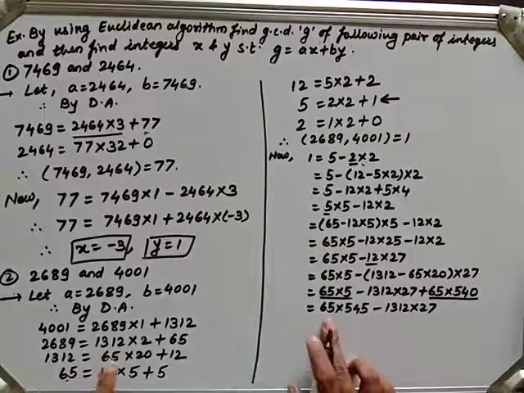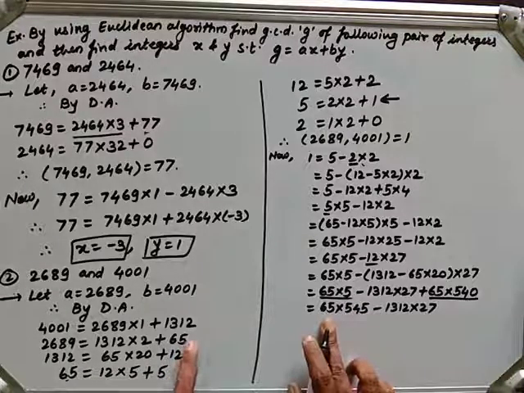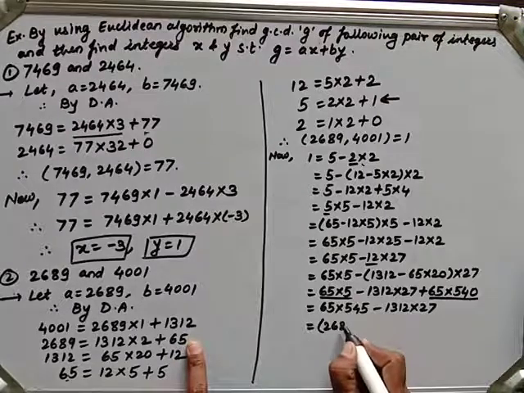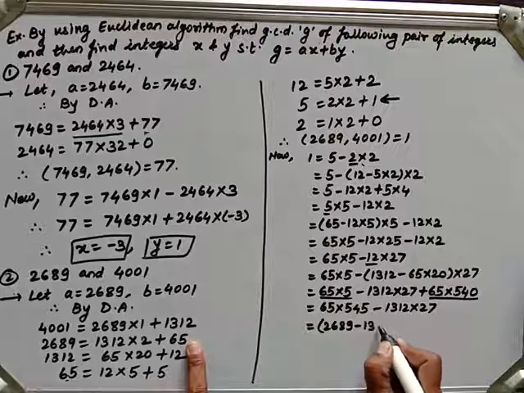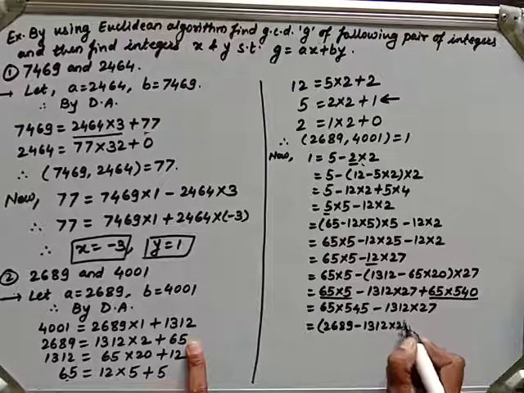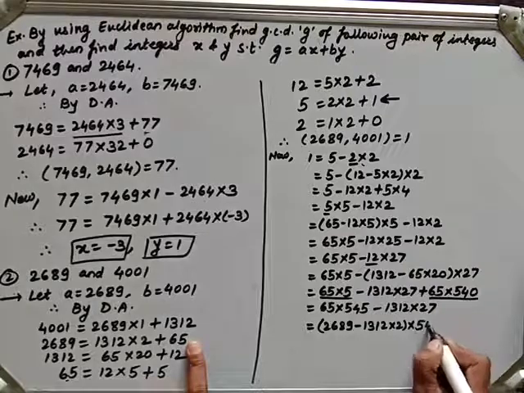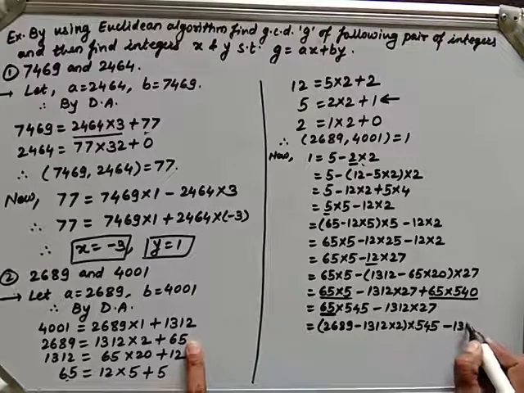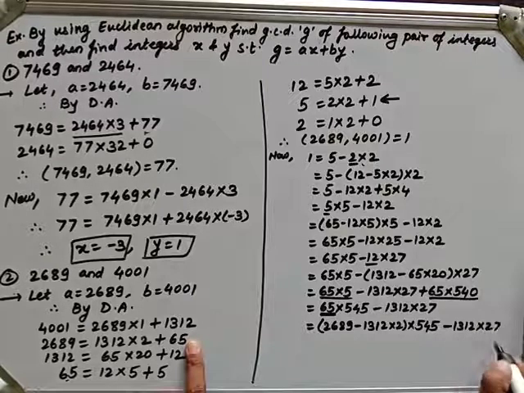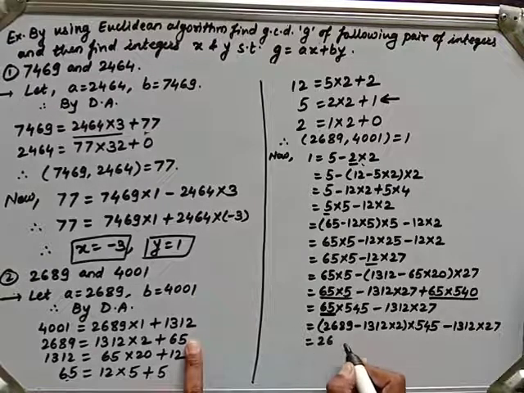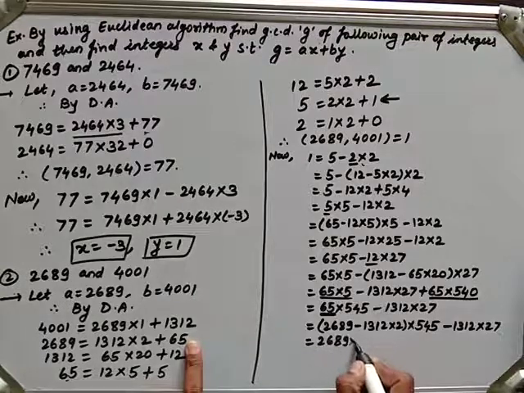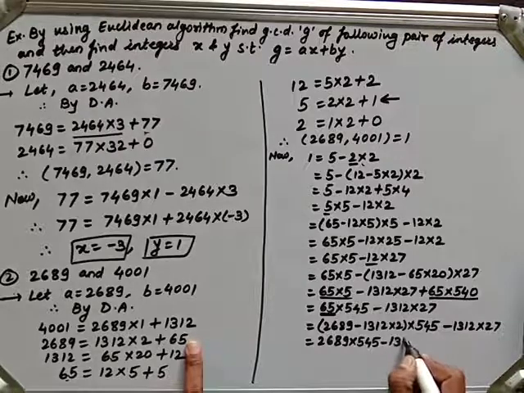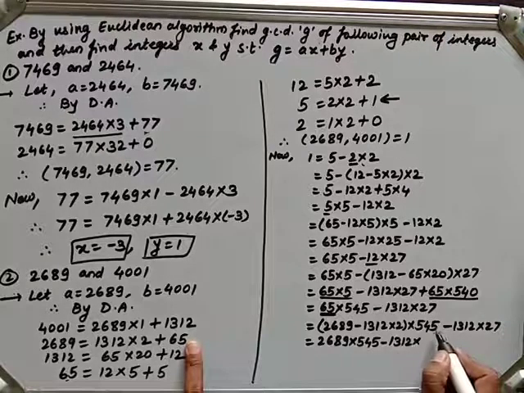Fine. Now again we come up to this. Now substitute the value of 65. What is 65? It is 2689 minus 1312 multiplied by 2, multiplied by 545. I have substituted the value of 65, and this minus 1312 into 27 as it is. So it is 2689 multiplied by 545 minus 1312 multiplied by this product is how much?